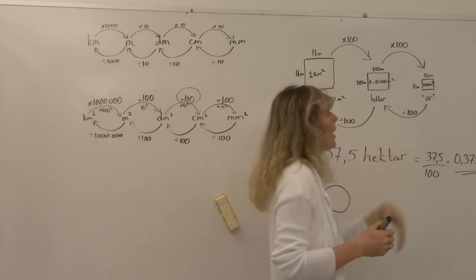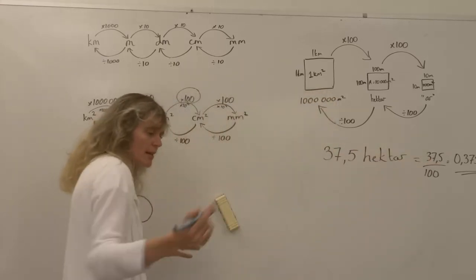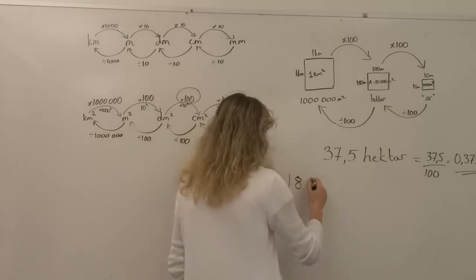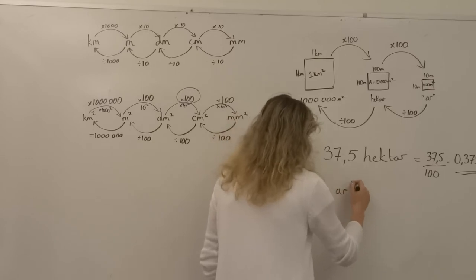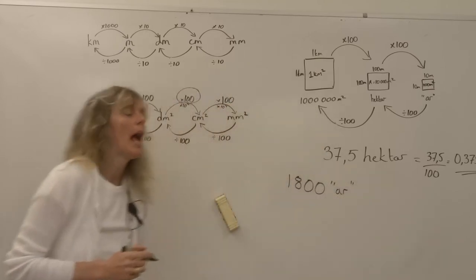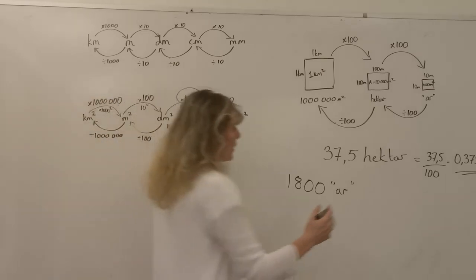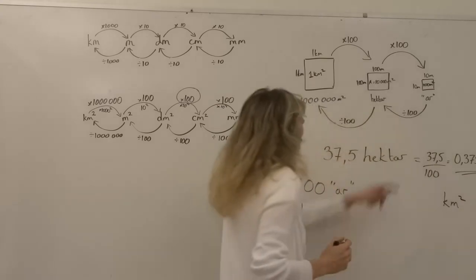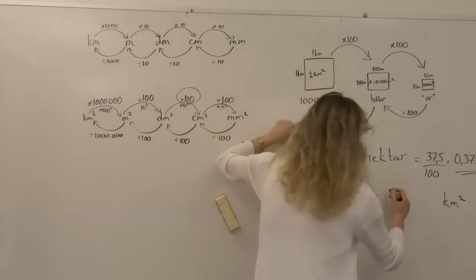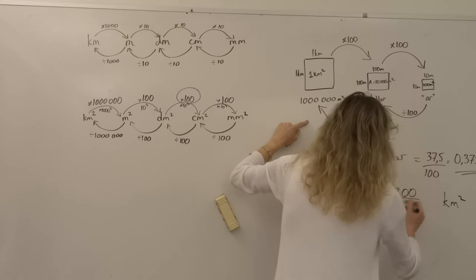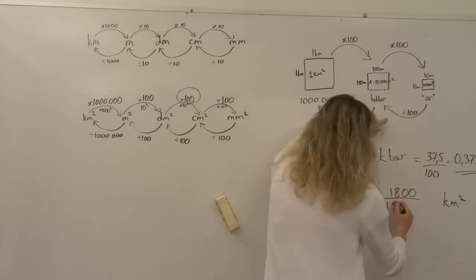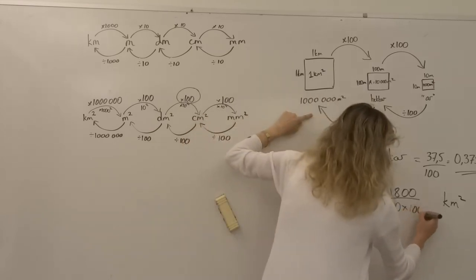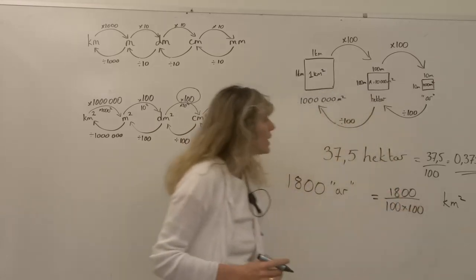What about if I was planting trees in a garden and I had 1,800 ars? How many kilometres squared would that be? Well, to go from ars to kilometres squared, I'd have to take the number that I have, 1,800, and if I divided it first by 100, I'd get to hectares, but then I've got to divide it by another 100 to get to kilometres squared.